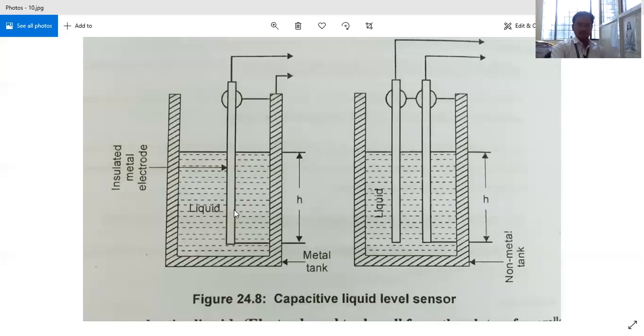See, in the case of conducting liquids, you have this electrode and some insulating material over this electrode, and the liquid itself is considered as the other plate of the capacitor. So that's why this is a metal tank. Now in the case of a non-metal tank, you have two capacitor plates. For conductive type of materials, you will have metal tanks. For non-conductive type, you will have this type.